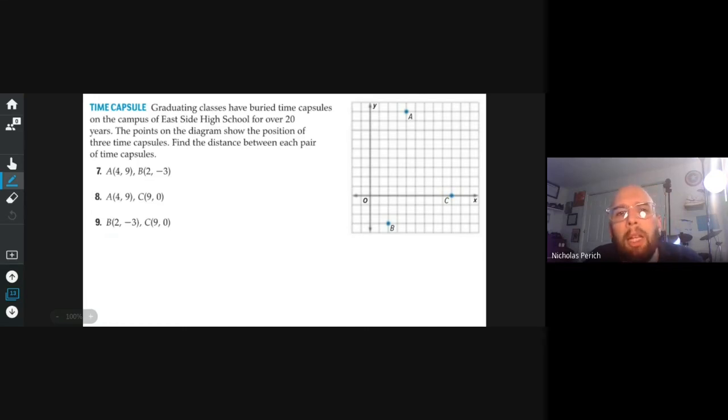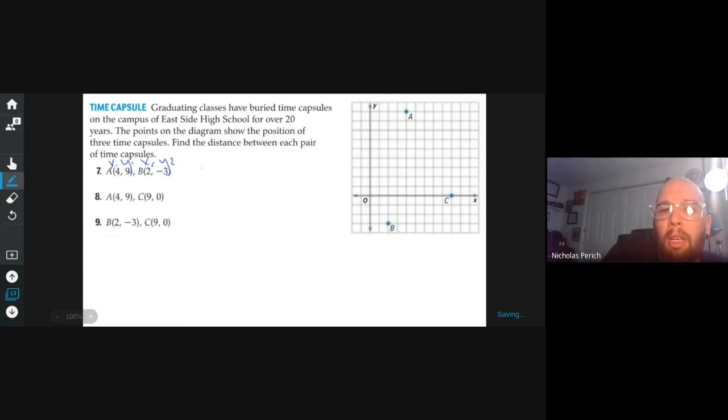The graduating classes have buried time capsules on the campus of Eastside over 20 years. The points on the diagram show the position of the 3 time capsules. Find the distance between each pair of time capsules. So all that time capsule nonsense is just that, nonsense. Let's do 7. I'm going to label you x sub 1, y sub 1, and I'm going to label you x sub 2, y sub 2.